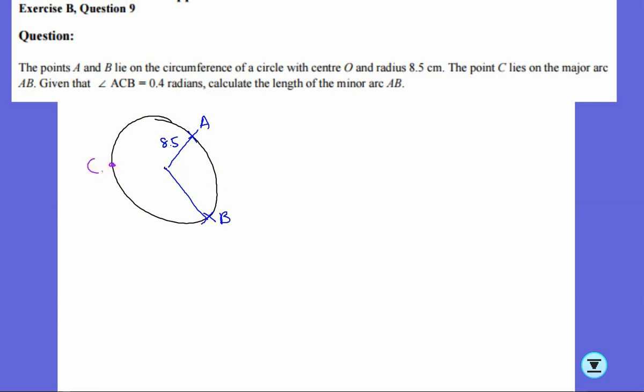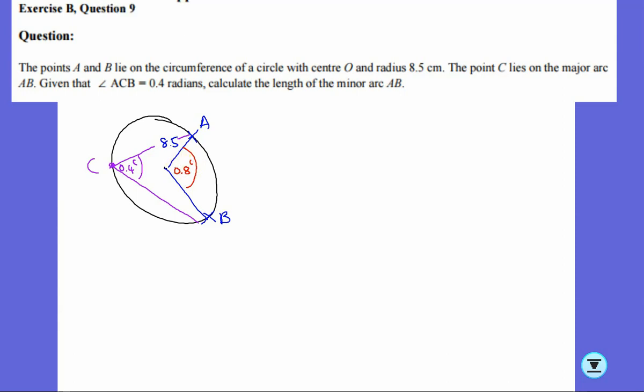Why not? We're told angle ACB, so I'm going to draw some lines in here. A to C to B is 0.4 radians, so a little C there. And calculate the length of this minor arc. Okay, this is a pretty simple question if you see the circle theorem. So that's going to be 0.8 radians.